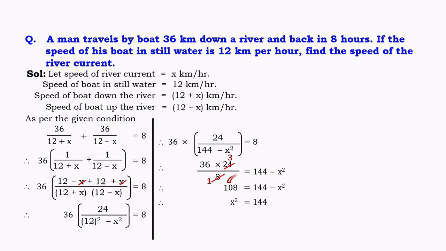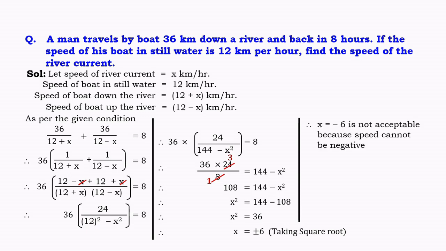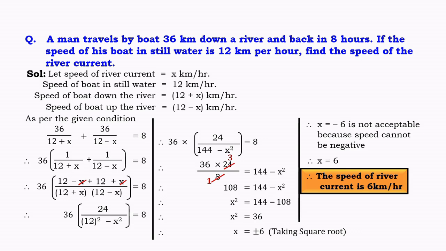Now, move x squared to the left side and 108 to the right side. We get x squared equals 144 minus 108. Subtracting, x squared equals 36. Taking the square root of both sides, x is equal to plus or minus 6. Since the speed of a river current cannot be negative, we reject minus 6. Therefore, the speed of the river current is 6 kilometers per hour.